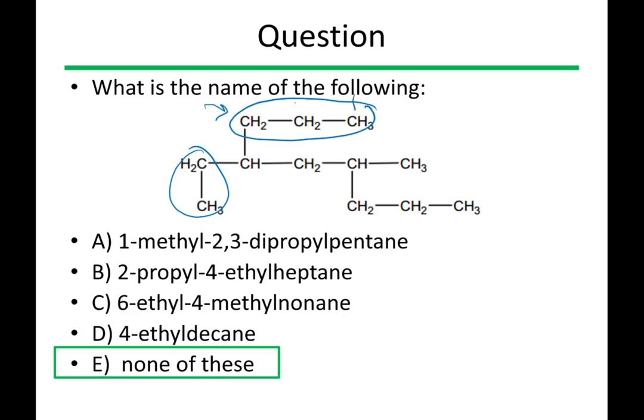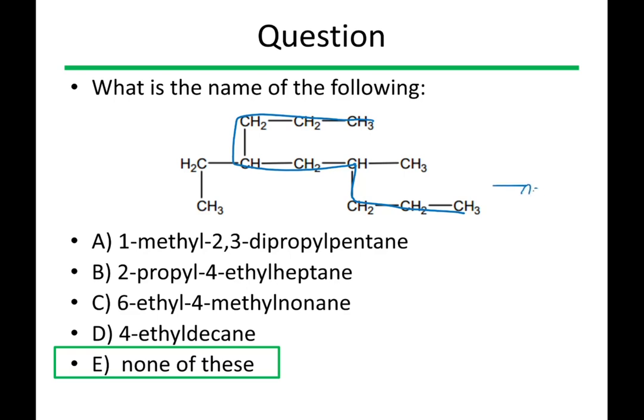Let's try it. 1, 2, 3, 4, 5, 6. And again, we can look at the branches here. We have this chain on the bottom that is longer than this one. So from 6, we get 7, 8, 9. So we can actually have a chain that's 9 long. So this one here is our parent chain. That's 9 carbons, so that's going to be a nonane.